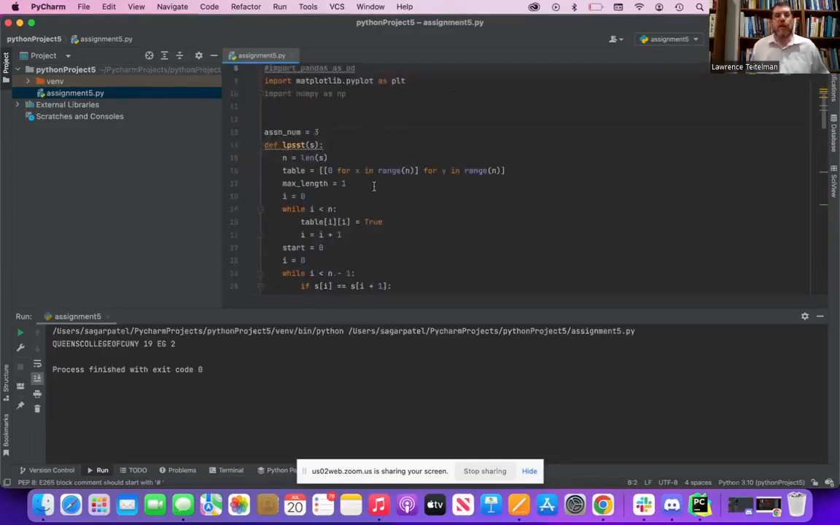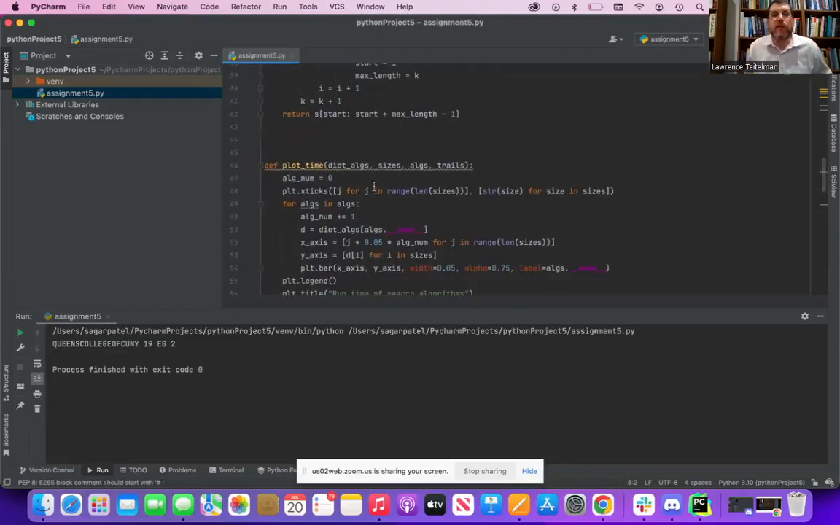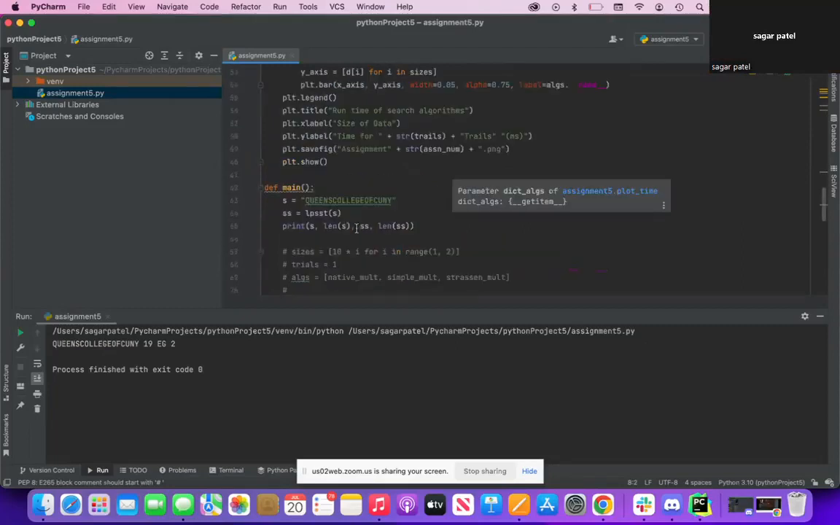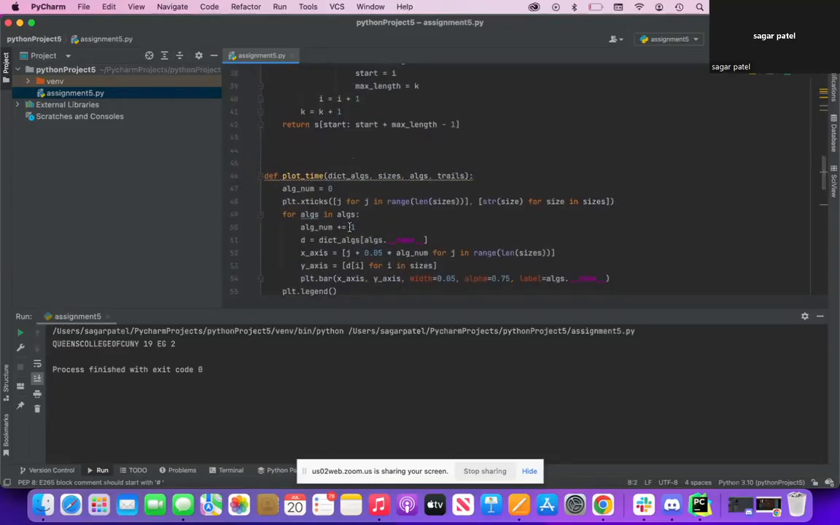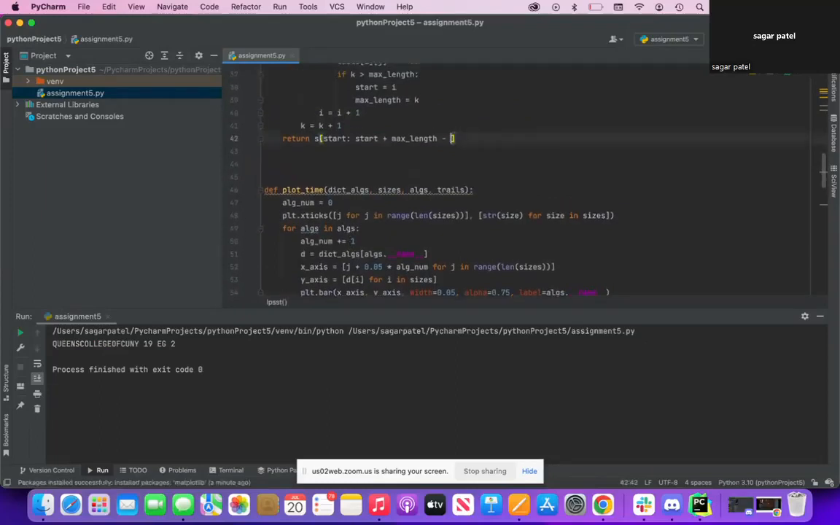Go to your LPST and return max length instead of max length -1. Okay, run it again. Good, so we have a few minutes left. Let's see if we can do the other one.